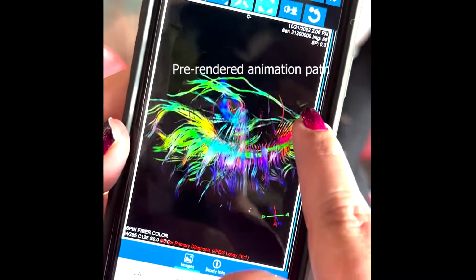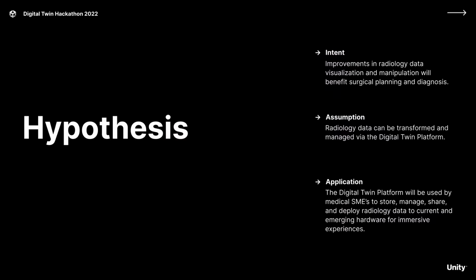We wanted to improve on that with real-time 3D. Improving medical data visualization will benefit surgical planning and diagnosis. Medical data can be transformed and managed via the digital twin platform. We want to think about a world where doctors can use the DTP to share and manage radiology data with colleagues, patients, nurses, and students, and improve medical care across the board.